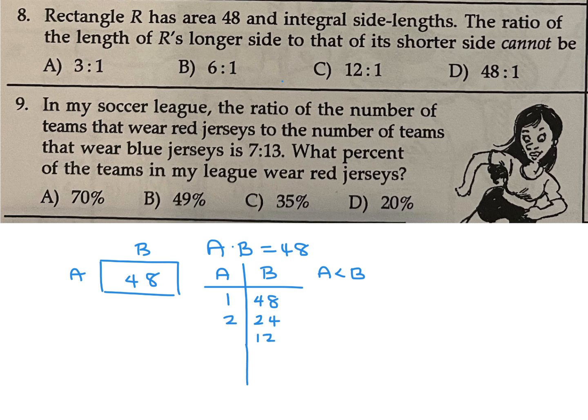12 and 4. Yeah, 12 and 4. I forgot the 16 and 3. And then 8 and 6. I think those are the only ones. So they want the ratio.